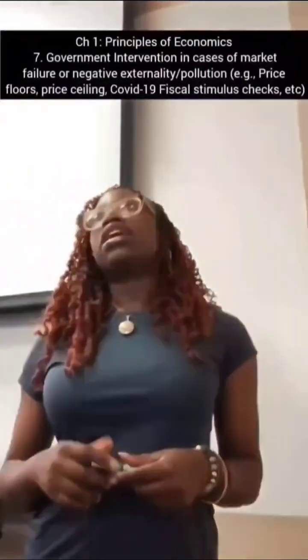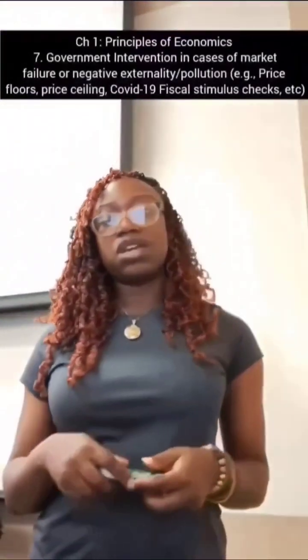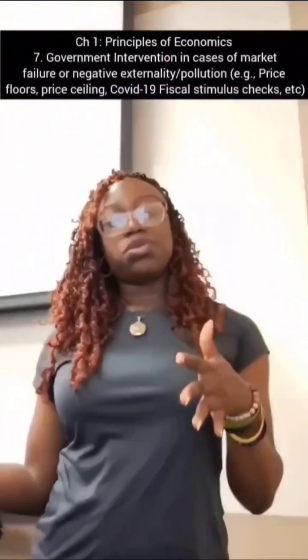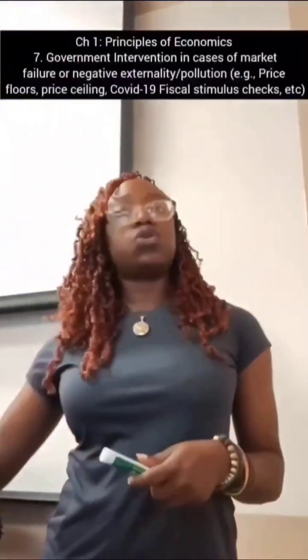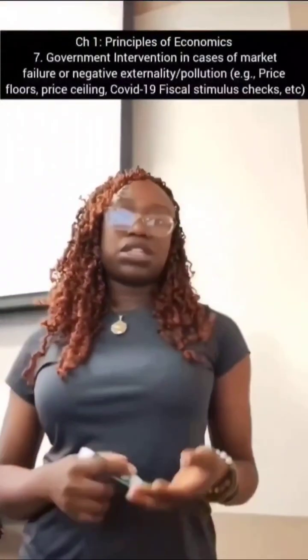The government intervened by giving what we call fiscal stimulus, right? So the government gave money to people that were eligible to get money, right? A lot of people actually, to help them financially so that they could still go on with their daily lives. So that is one example of government intervention.